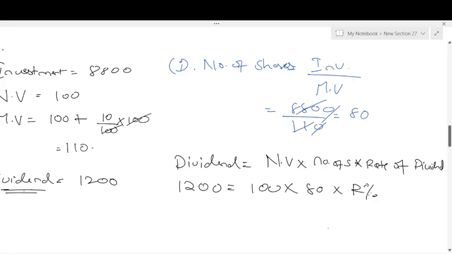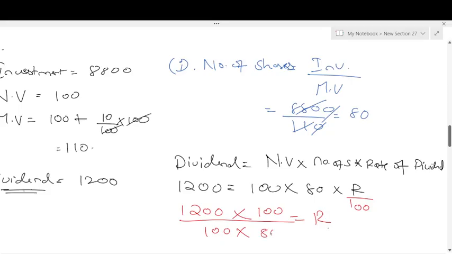R percent is nothing but R by 100. The rate of dividend is R percent, students. R percent is required, R by 100. So how do you calculate R here? 1200, this 100 will get multiplied, divided by what? Divided by 100 into 80. 100 and 100 get cancelled. 0 and 0. How many times does 8 go in 120? That will give you the answer.